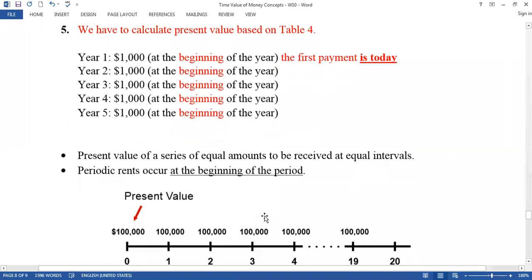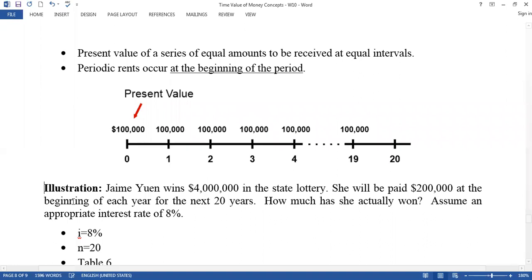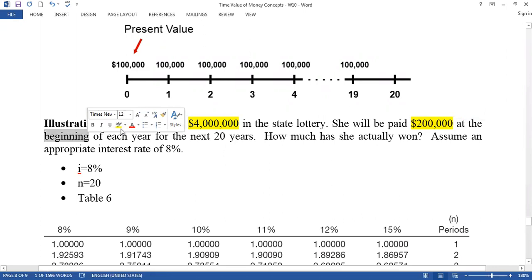If this is the case, look at the diagram here. Future cash flows are more than one time, right? And when is the first payment? The first payment is today. That means the beginning of the year, today. So if this is the case, read this question. You win $4 million, and you will be paid $2 million at the beginning of each year for the next 20 years. What is the present value of this money? Again, it is annual.